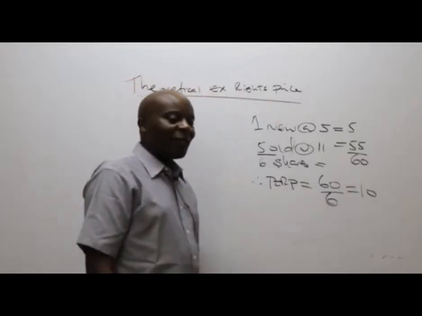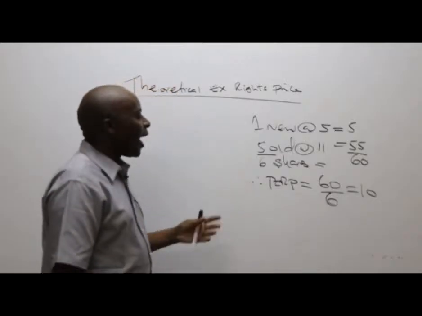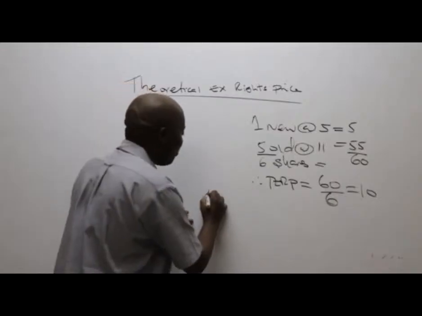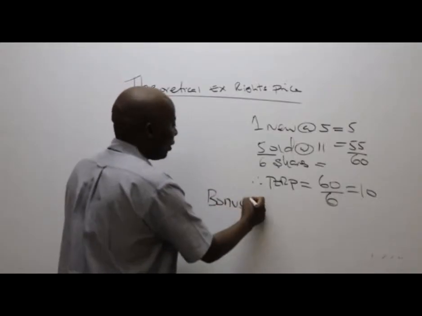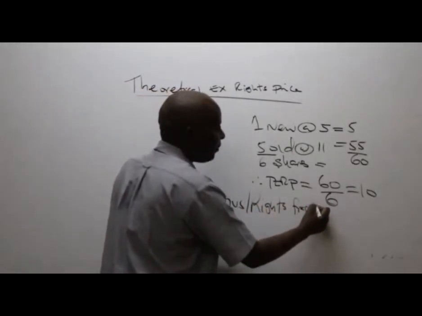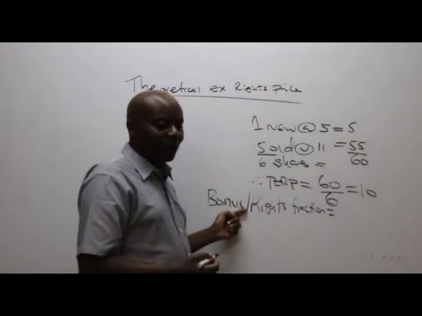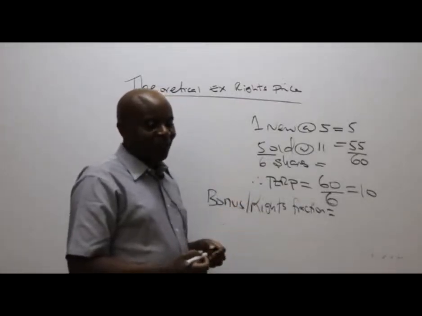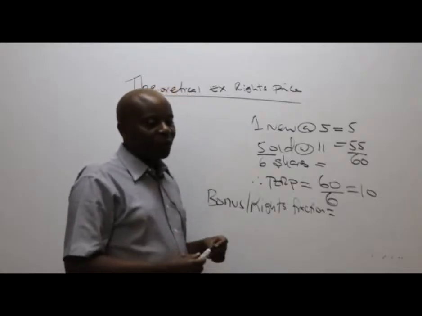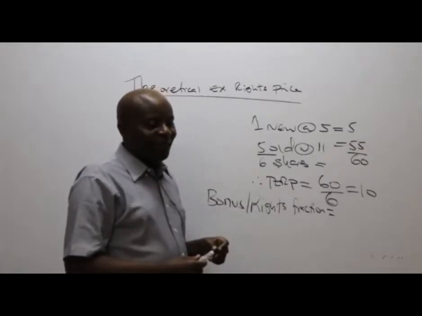And then, ladies and gentlemen, once you have given me this theoretical X-rights price, I know there is a very important fraction. This one we call bonus, or even the rights fraction, that I'll be using in my one-nose calculation. Is there somebody who can remind us the formula for the bonus or rights fraction?